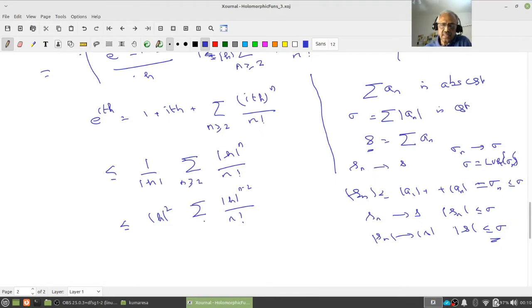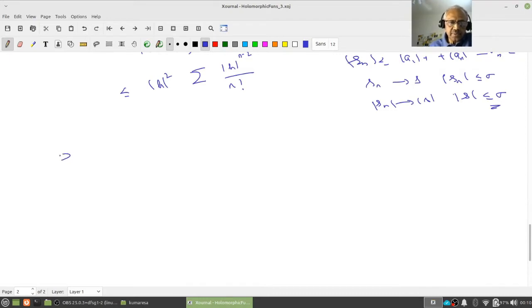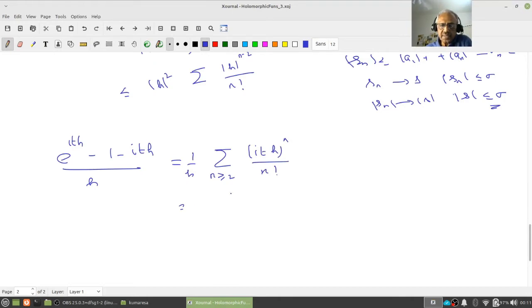Do you get that? Okay, and what is it that I can do? So I have e to the power i t h, let me just do that. So I have e to the power i t h minus 1 minus i t h, by h, that is going to be summation n greater than or equal to 2 of (i t h) to the power n by n factorial, into 1 by h. Right? Now suppose I take h squared out, therefore 1 h will be out because h squared is out, and then summation n greater than or equal to 2 of i to the power n t to the power n h to the power n minus 2 by n factorial.